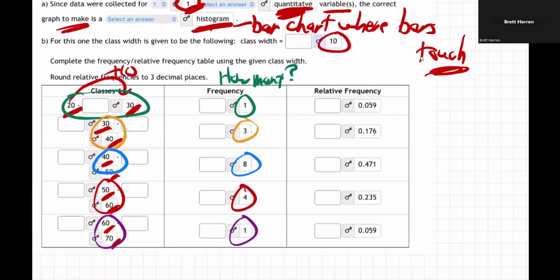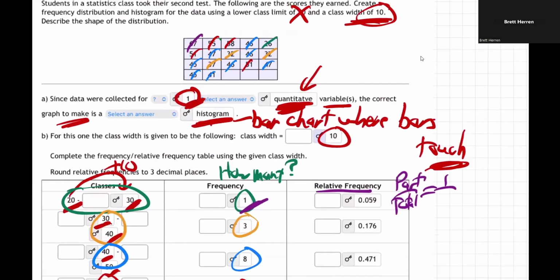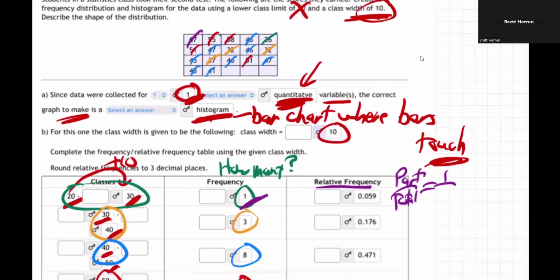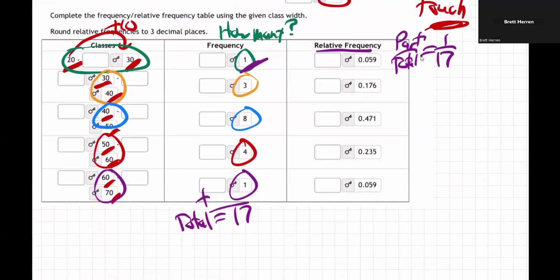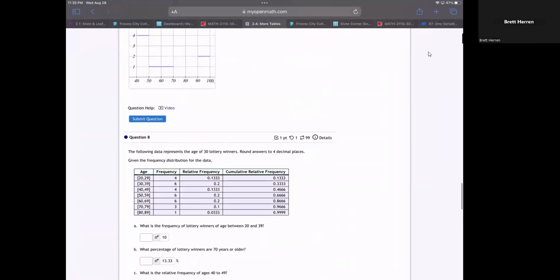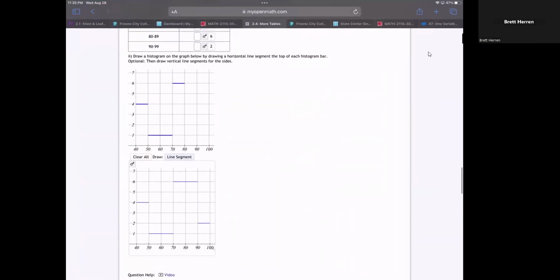So there are the frequencies. How do you figure out the relative frequency? That always means the part over the total. So this is one. Now, what's the total? If you add these up, this is 5, 13, 17 total. 17 total students. Maybe it said it somewhere too. Yes, it did. 17 total students. So 1 out of 17. If you divide that in your calculator, go to the calculator.